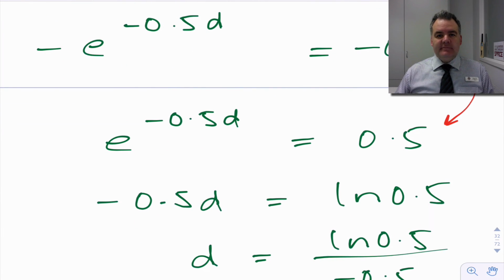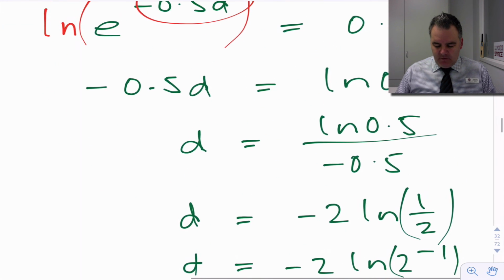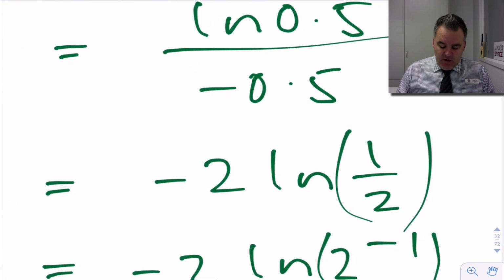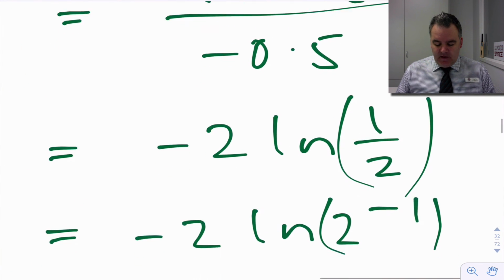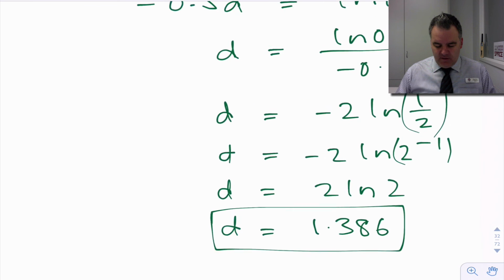And now I can do ln of both sides. Only when I get e to the power of something, that's when I do ln. Don't go any earlier. Leave it to the last second. So I've done that. Ln of this side here is obviously equal to just that, because ln and e are inverse functions. Divide by negative 0.5, and that gives me negative 2 ln a half, or ln 0.5. And ln a half is ln 2 to the minus 1. So I've just kind of simplified this, put the negative 1 down the front, 2 ln 2.